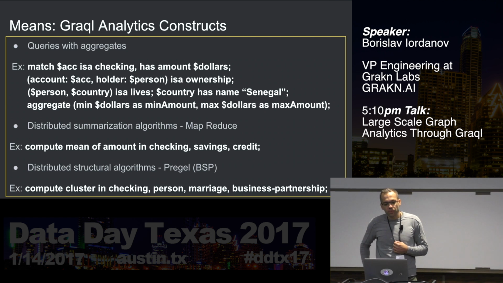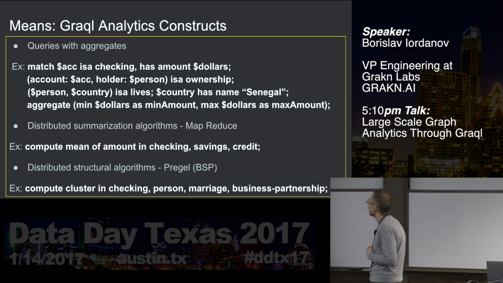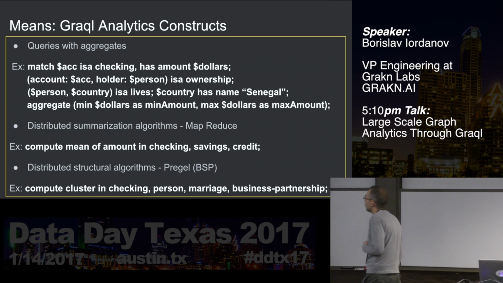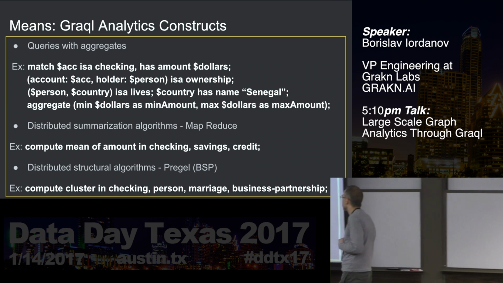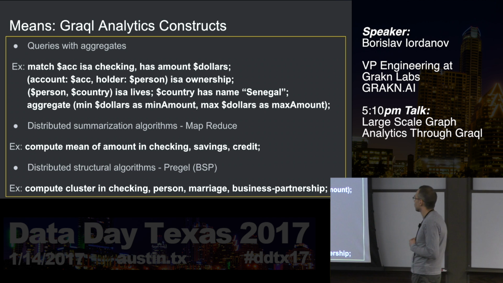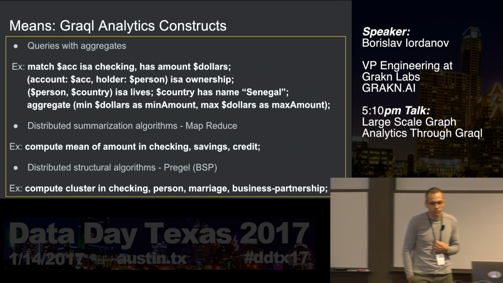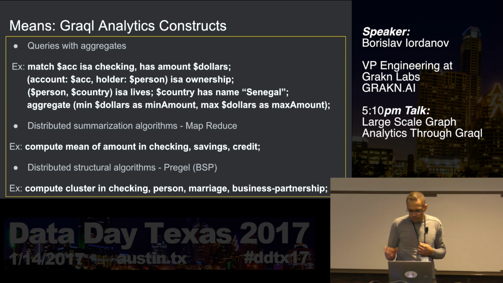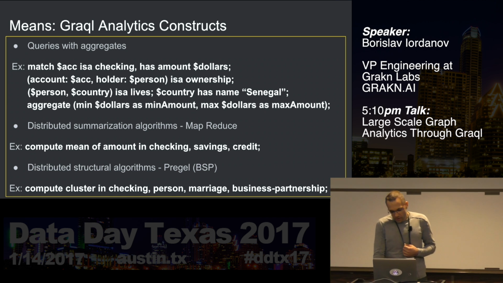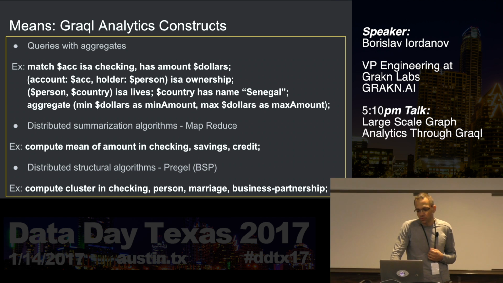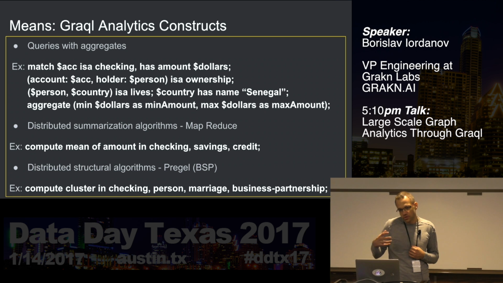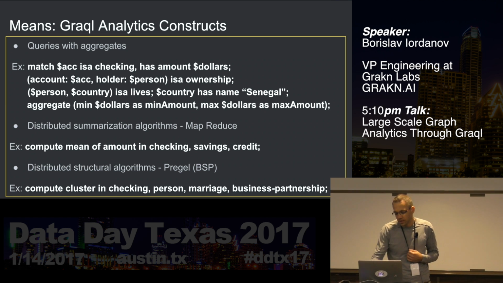So here are a few examples. The first one is an example of an aggregate query. This is basically a graph pattern being matched, where we look for checking accounts that are owned by people who live in Senegal. And then we compute the smallest and the largest account in dollars. We can perform several aggregates at the same time. This will get all the results in one place and then compute the aggregate there.